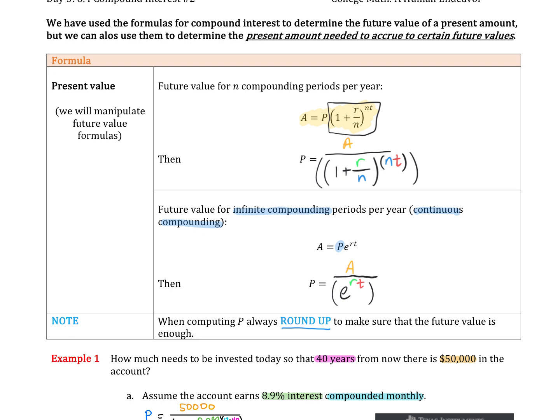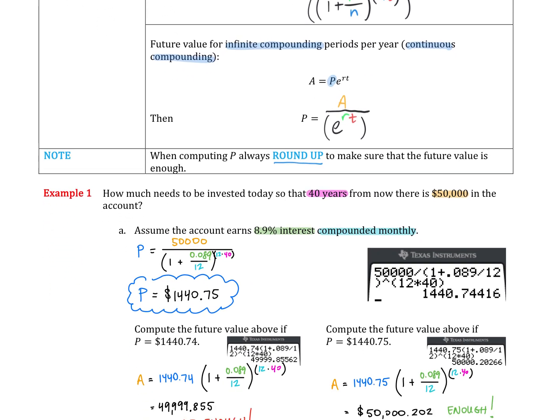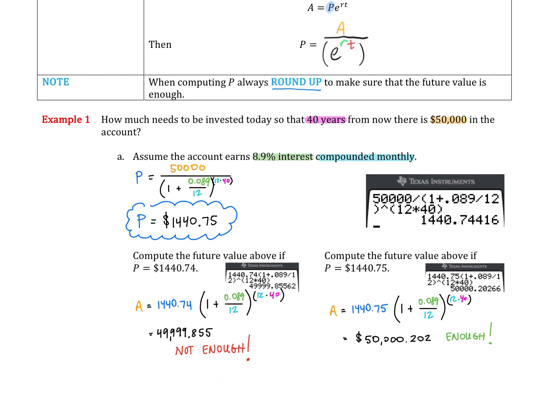So let's jump to this first example here, where we ask how much needs to be invested so that 40 years from now, there's $50,000 in the account. So 40 years, that's our T, right? $50,000, that's our future value. That's how much we want. This 8.9% interest, there's our R. And then compounded monthly, that's our N, right? So we're just going to plug into that present value formula, all right? So plugging everything in, and I would put parentheses around the entire denominator.